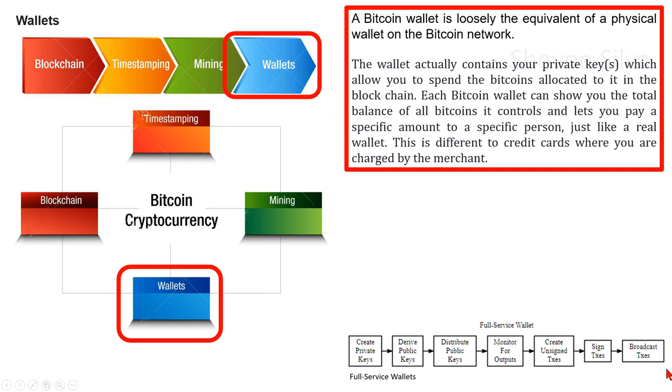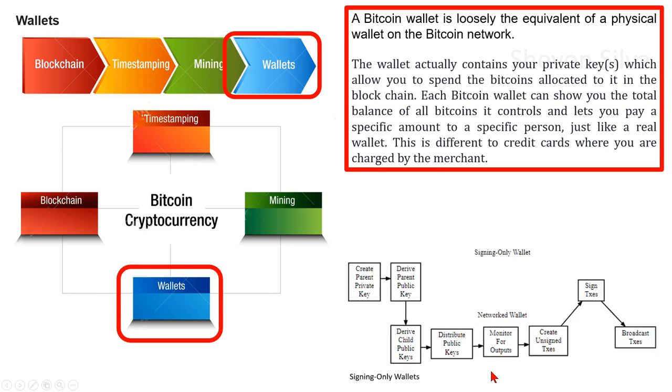Here you can see create private keys is connected to derive public keys. Derive public keys is connected to distribute public keys. Distribute public keys is connected to monitor for outputs. Monitor for outputs is connected to create unsigned transactions. Create unsigned transaction is connected to sign transactions. Signed transactions are connected to broadcast transactions.